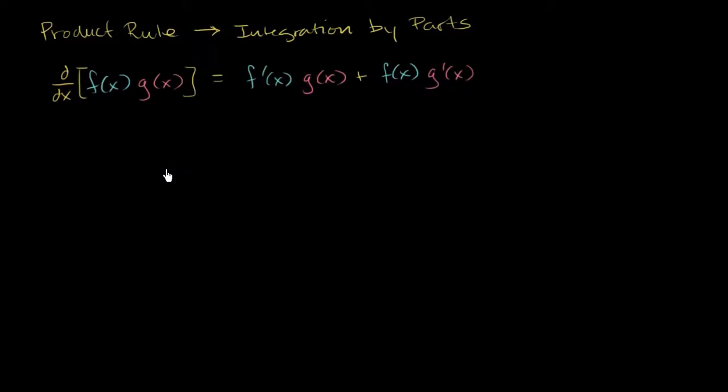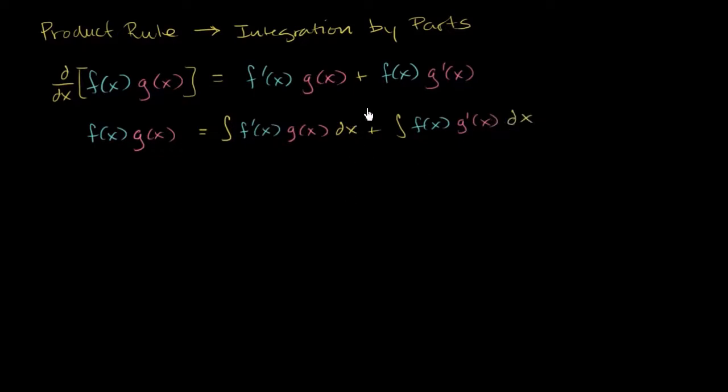Now, let's take the antiderivative of both sides of this equation. If I take the antiderivative of what I have here on the left, I get f of x times g of x. We won't think about the constant for now. We can ignore that for now. And that's going to be equal to the antiderivative of f prime of x times g of x dx plus the antiderivative of f of x g prime of x dx.